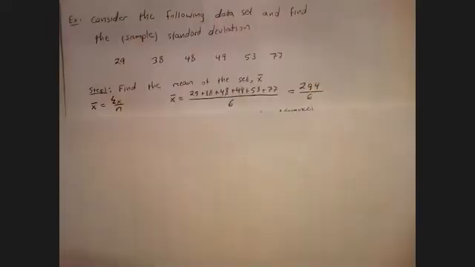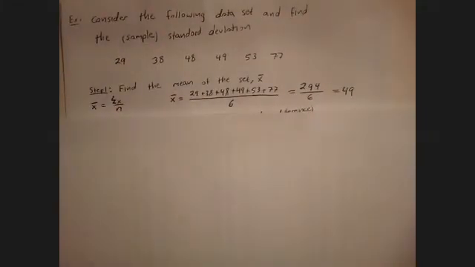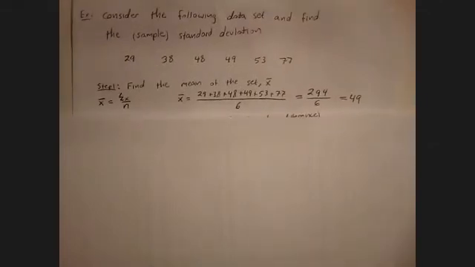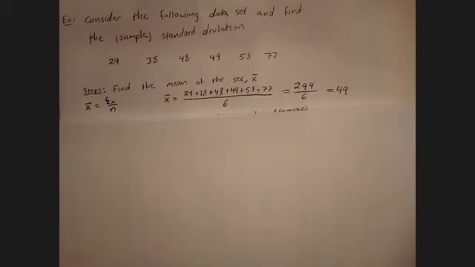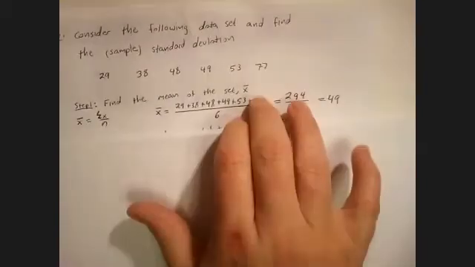So I'm going to do this again. I got 294 divided by 6. I'm going to do those again. 29 plus 38 plus 48 plus 49 plus 53 plus 77, and I get that. So now I'll divide it by 6, and I get 49. So we get a nice whole number. We don't always get nice whole numbers, but we kind of want to make the concept as easy as possible. So nice numbers.